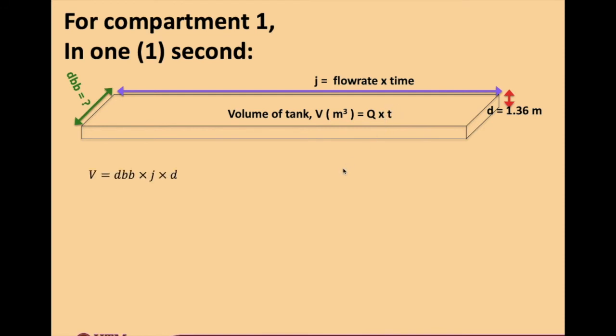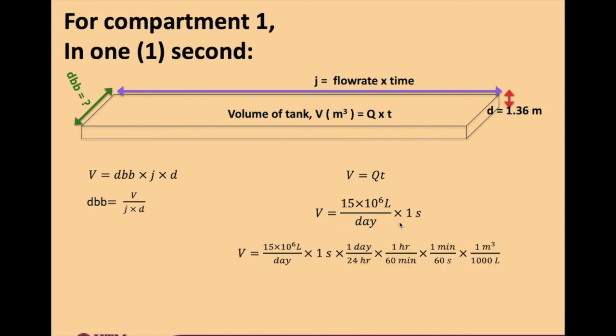So V is equal to dBb times J times D. So dBb, something that we like to find out, is V divided by J times D. D is given already, so we would like to find out our V first. The volume V is equal to QT, and this is 15 MLD times 1 second.